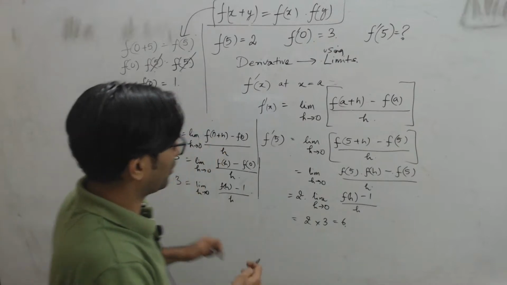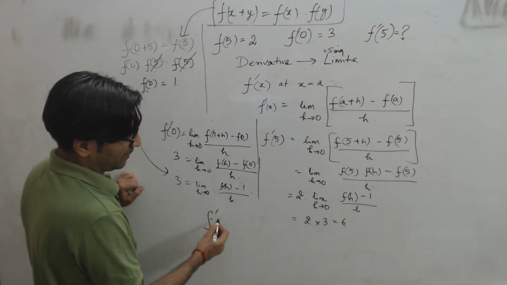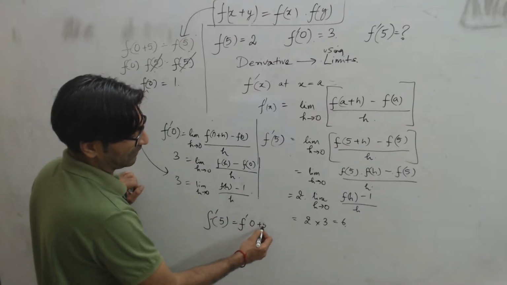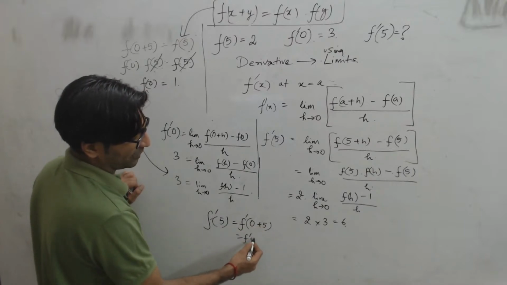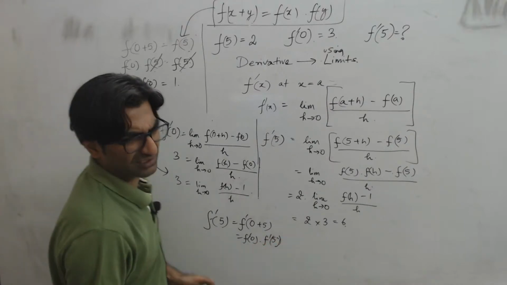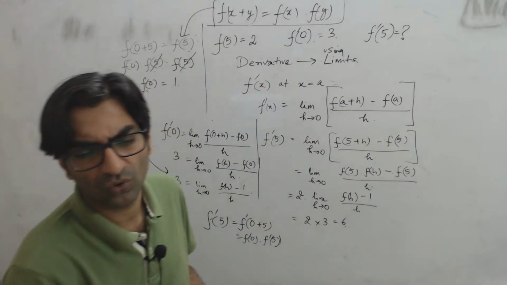I think what you're trying to ask me is something like this, right? We want f dash of 5. So can we write this as f dash of 0 plus 5 and then write this as f dash 0 into f dash 5? Right? And the short answer is no.